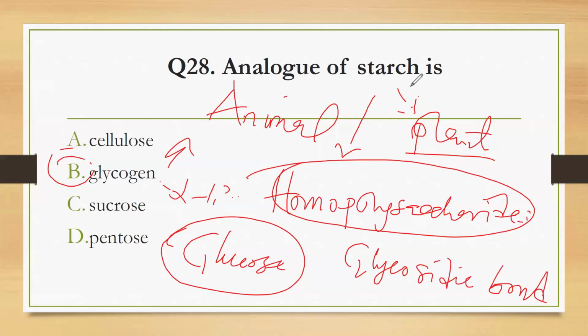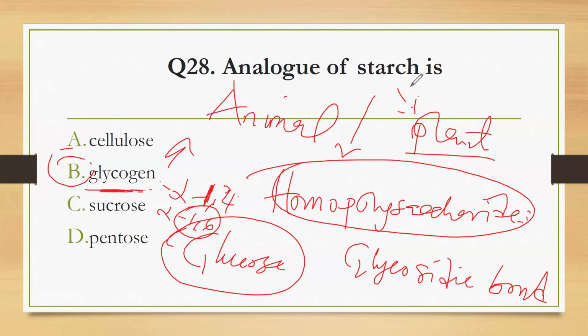Glycogen is made up of alpha 1,4 glycosidic bonds in the linear chain, and in the branch chain it is made up of alpha 1,6 glycosidic bonds. So it means that glycogen is branched. It's highly branched.